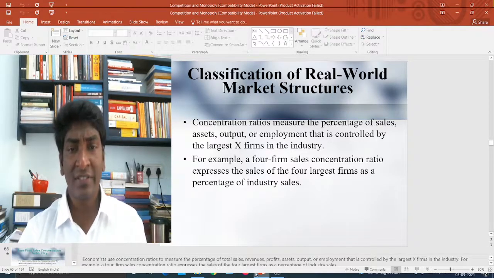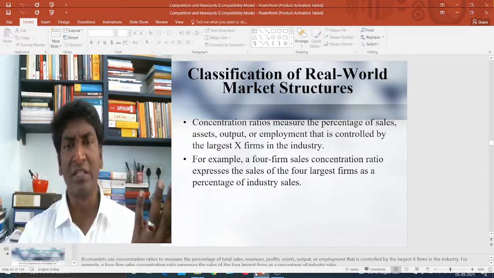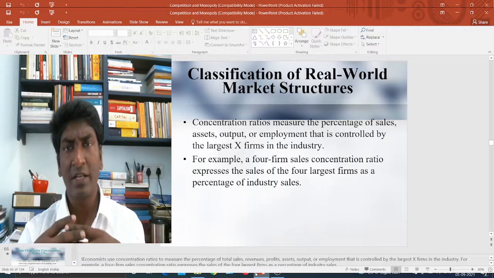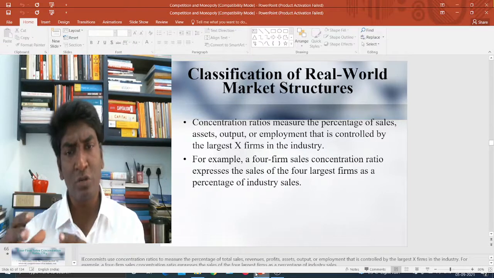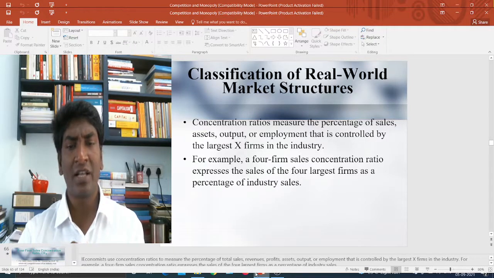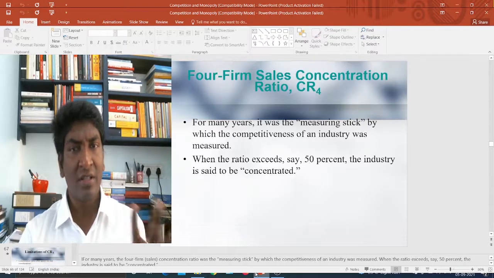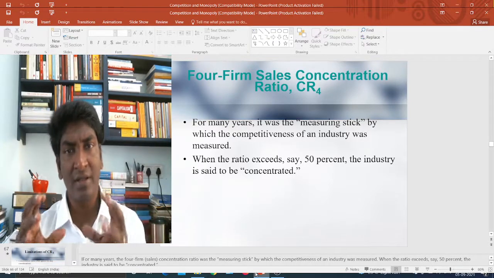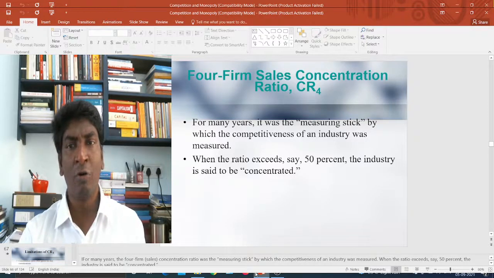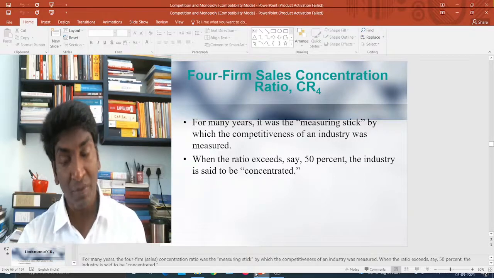Now, in the classification of real world market structure, the concentration ratio measures the percentage of sales, assets, outputs, or employment that is controlled by the largest firms. We call it an X firm ratio. I'm not talking about the leadership model, but anyway, I'm coming to that. For example, a four firm sales concentration ratio expresses the sales of the four largest firms as a percentage of industrial sales. It can be used as an index to understand the level of concentration or the oligopolistic power of that particular market, or rather the firm itself.